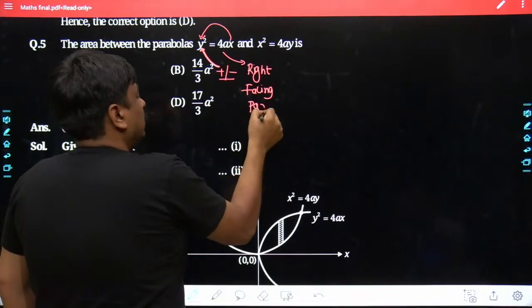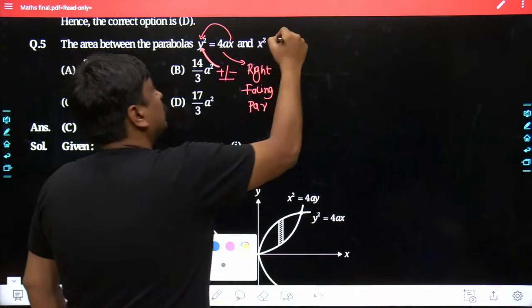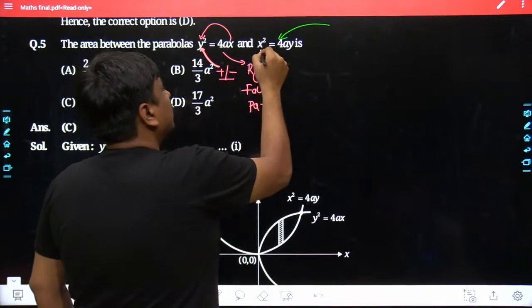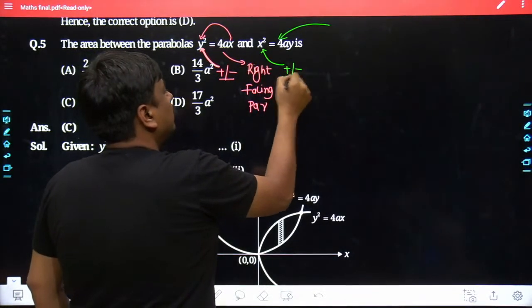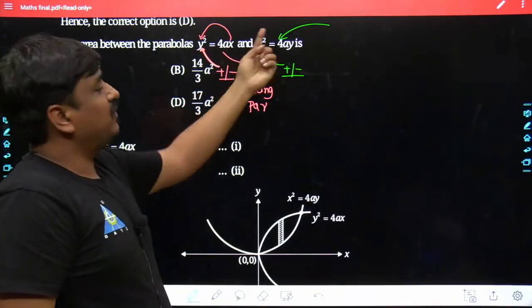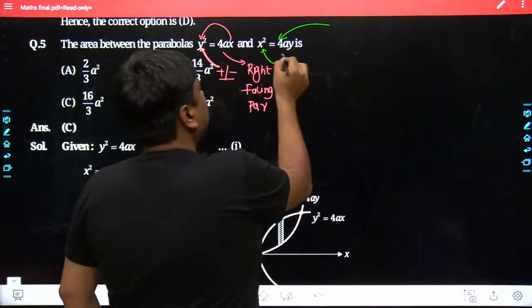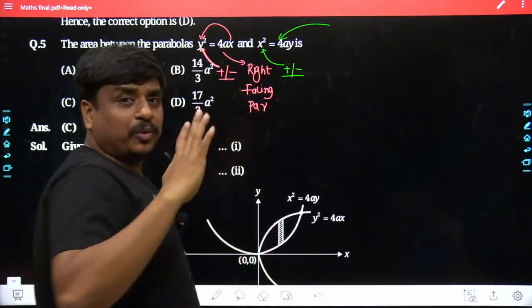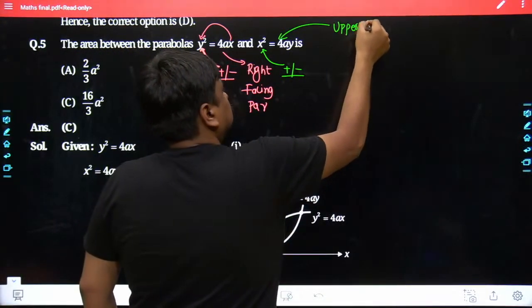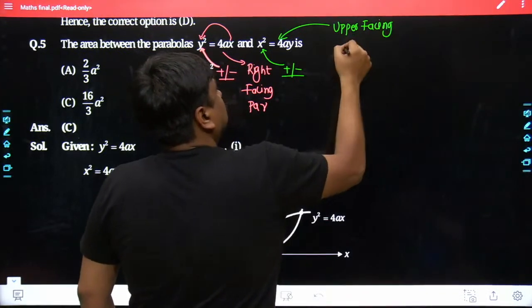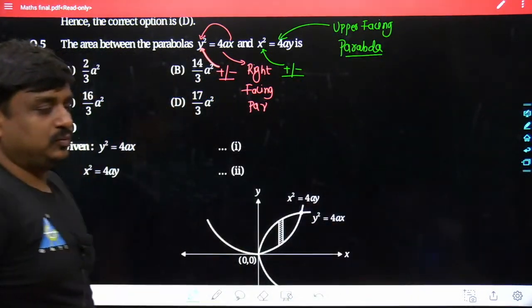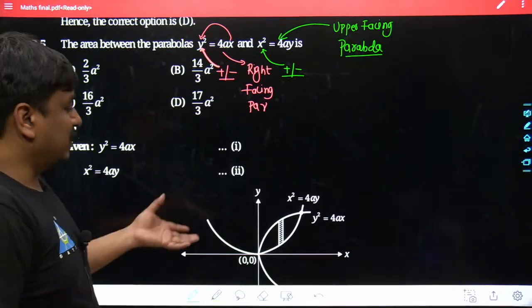Similarly, in the same sequence, if we focus on the second parabola, there could be two possible real values of x. It could be plus or it could be minus. If you feed the value of x as plus or minus, in both cases the value of y is found to be positive. What does that mean? The y is already positive for all possible values of x. That means it's going to be an upper facing parabola.